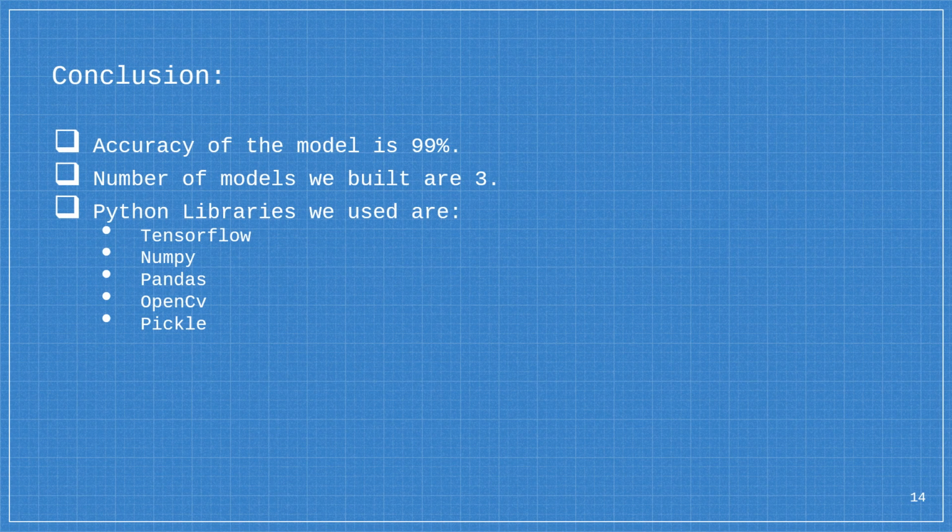Hence, coming to the conclusion of our model, the accuracy of the model is 99%, the number of models we built for multi-class classification is 3, and the Python libraries we used are TensorFlow, NumPy, Pandas, OpenCV and Pickle.